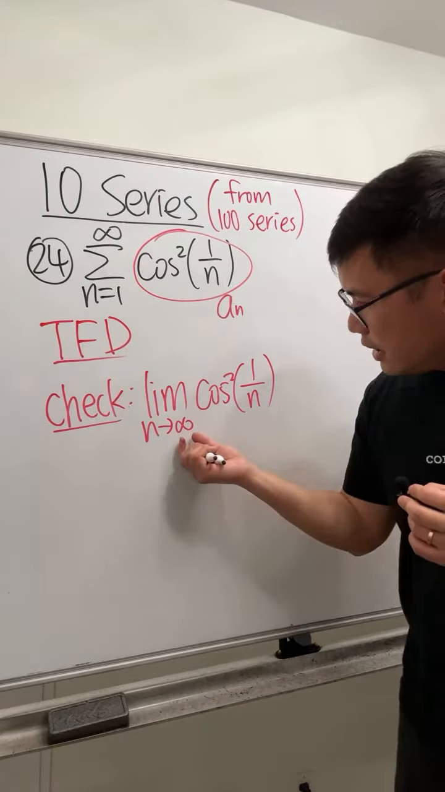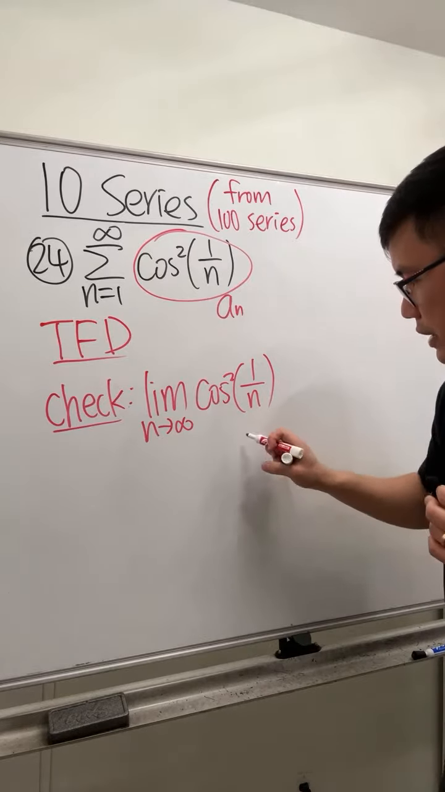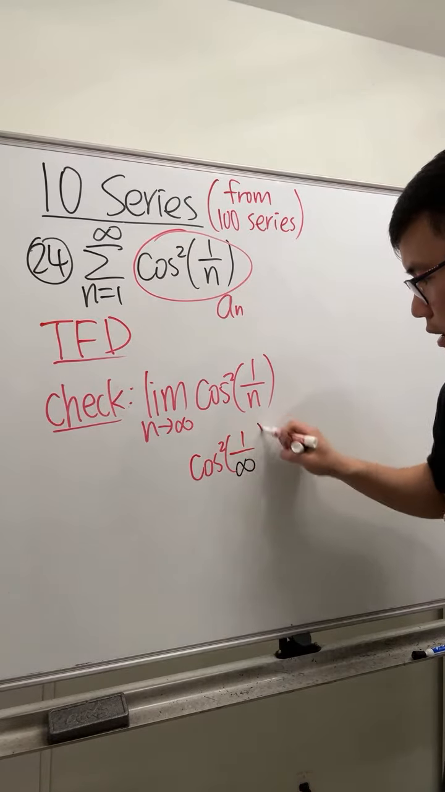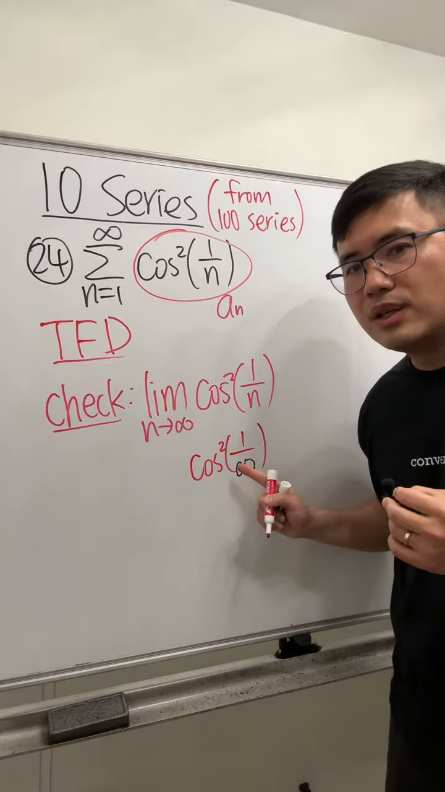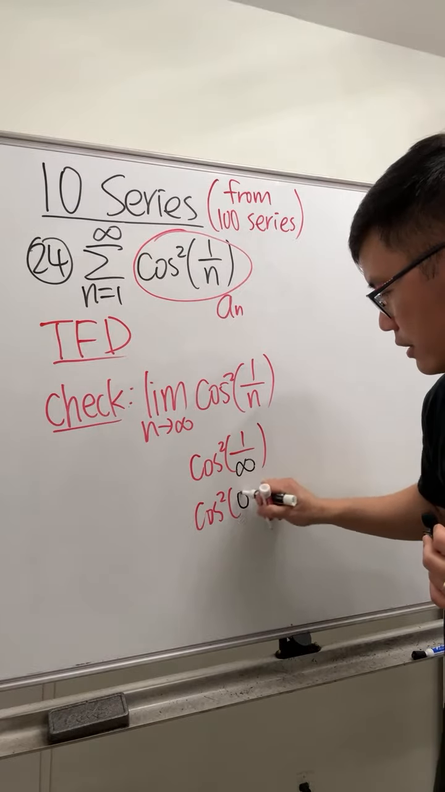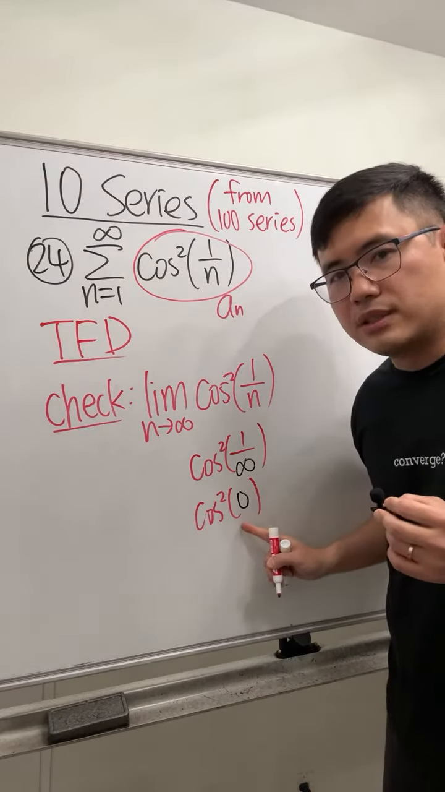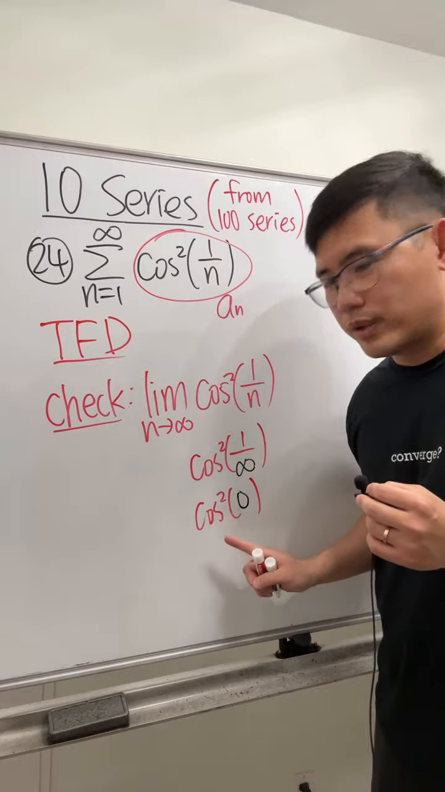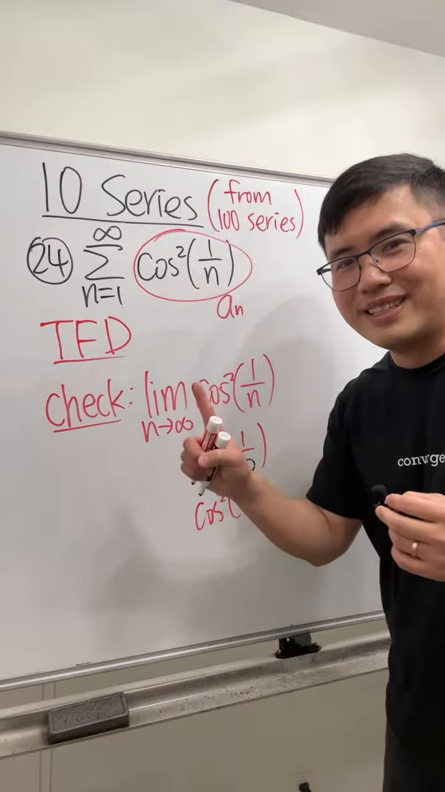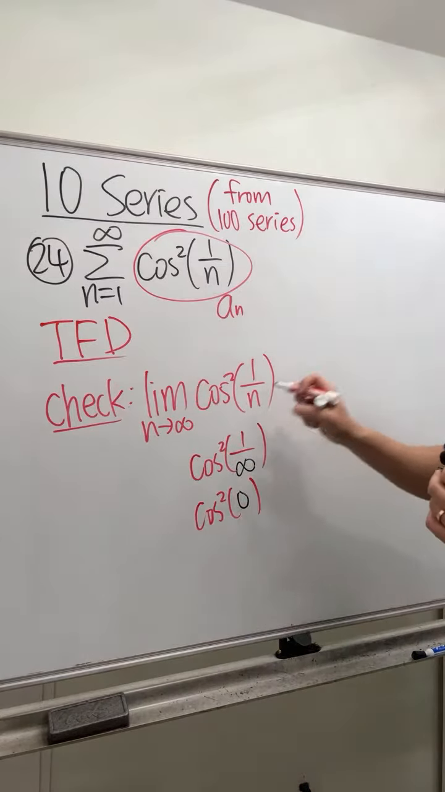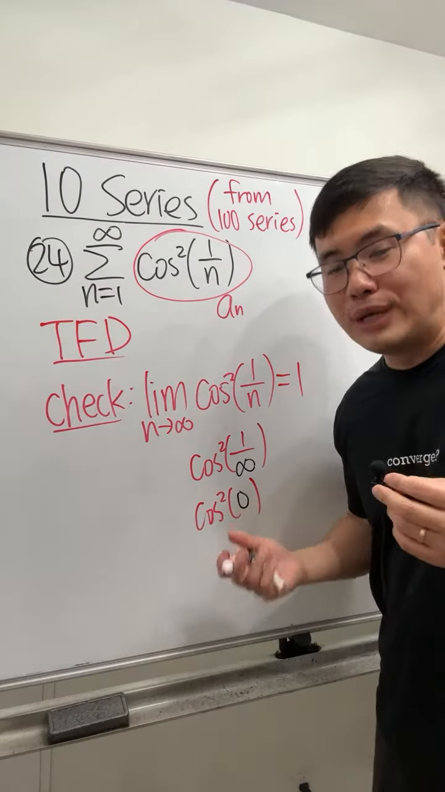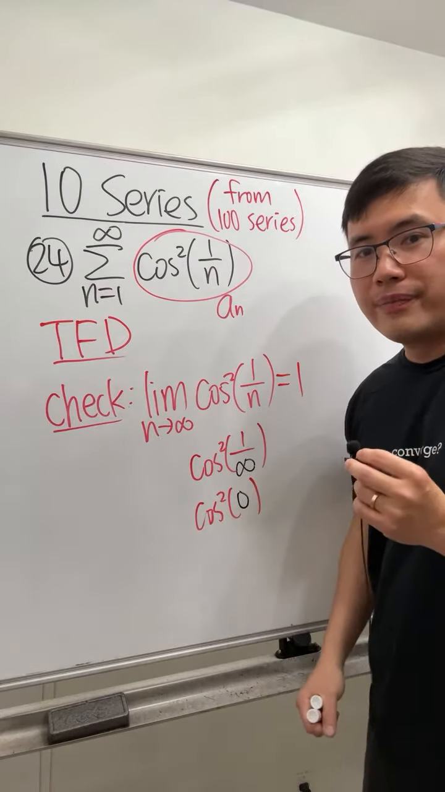Have a look. If you put infinity in here, we get 1 over infinity. 1 over infinity is 0. So we're looking at cosine squared of 0. Okay, what's cosine of 0? When I do this, I'm telling you the answer already. What's cosine of 0? It's just 1, right? So this limit equals 1, and how can we utilize this 1? What do you have to say about this 1?